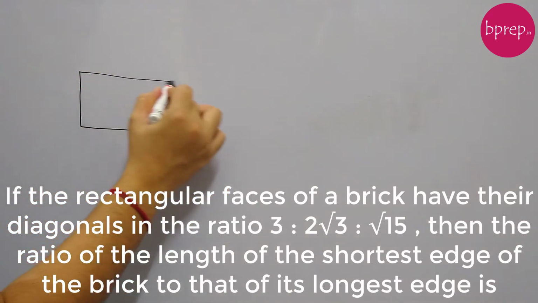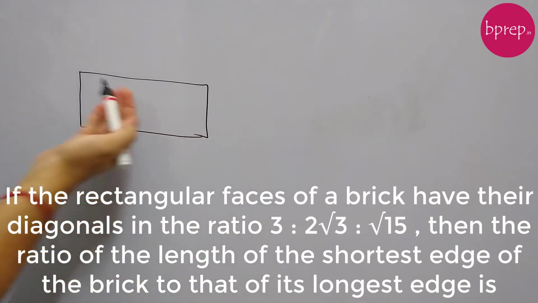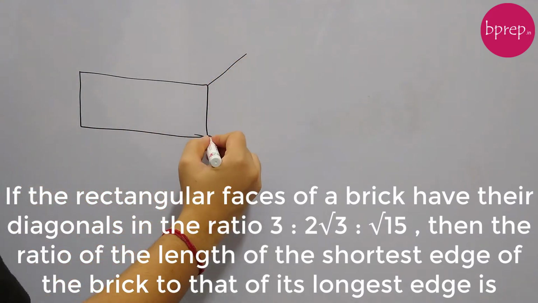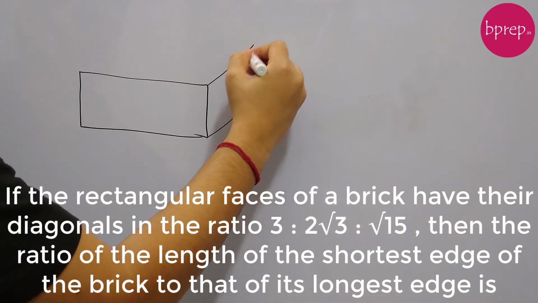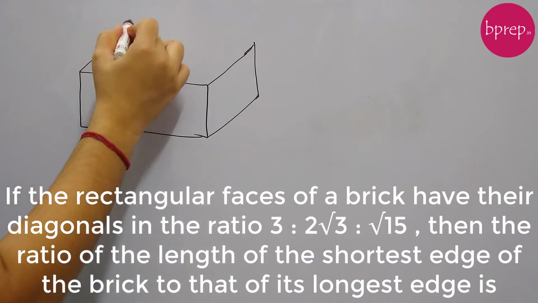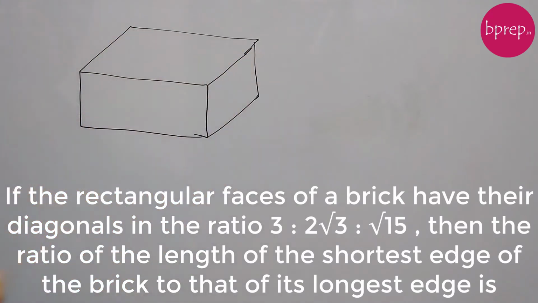So let's say this is the front face of the brick. This is the side face. And let's say this is our brick. Okay. So first let's define the sides.